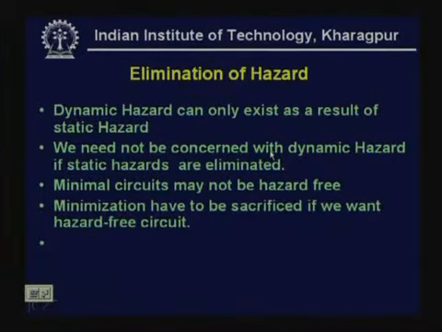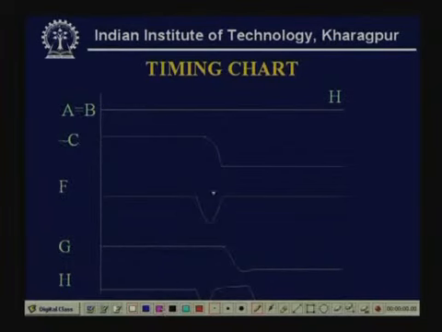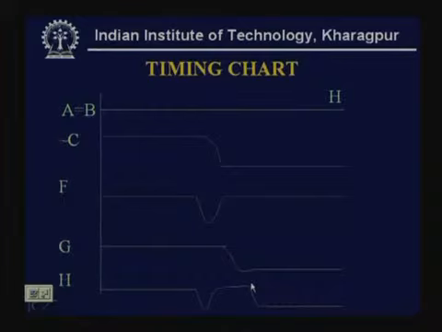So that means in the previous cases, if these glitches are not there, then there will be no glitch in the H also.